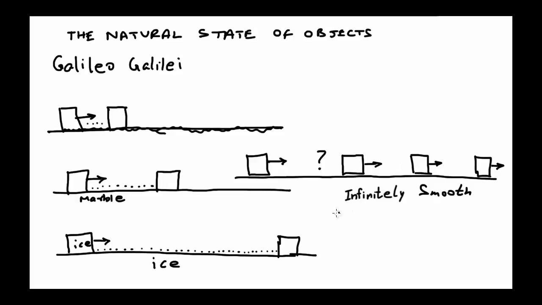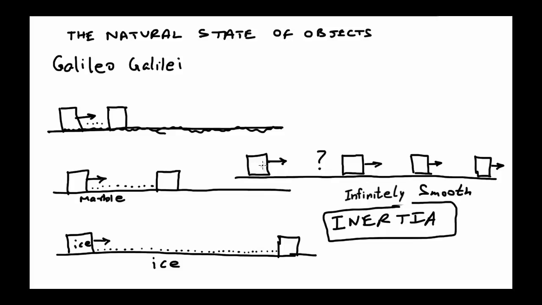And this property for an object to keep doing what it's doing unless an external force acts on it is called inertia. So the object does not want to change its state of motion.